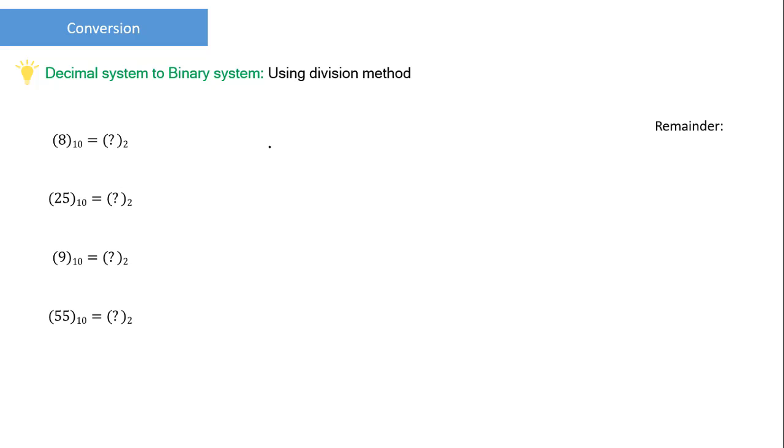Now let us start and find out the conversion of decimal 8 into binary. So let us divide 8 by 2. So we get the quotient 4, 8 minus 8 is 0. So the remainder that we get is 0. I will write that remainder here. Now we got here the quotient 4. We again divide this 4 by 2.